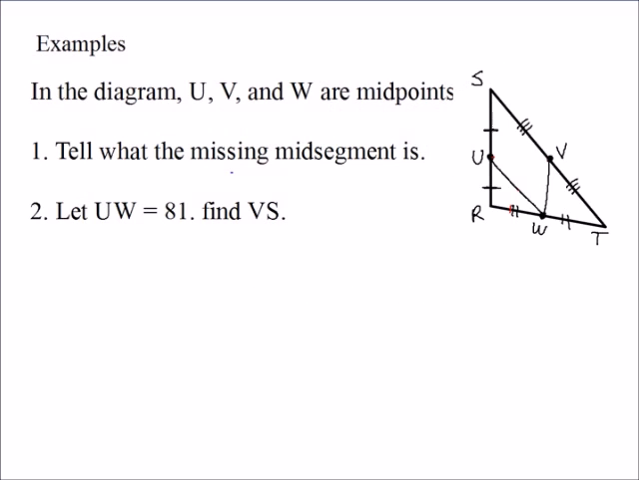I have some examples for you. In this diagram right here, I'll give you a chance to write this diagram down. In the diagram, I'm telling you that U, W, and V are midpoints. So that means all these segments are congruent. First and foremost, I want you to tell me what the missing mid-segment is. Well, you have U and W connected, you have V and W connected, but we don't have UV. So this mid-segment right here, UV, is your missing mid-segment.